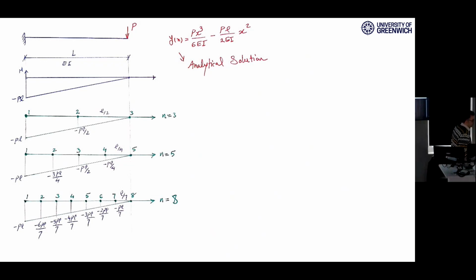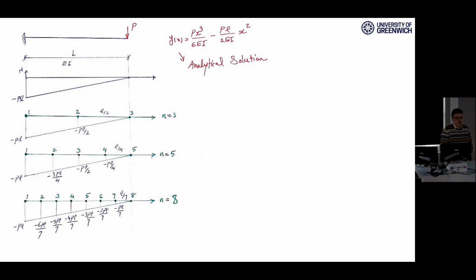This is only one fixed support here. So this is the exact solution, the right solution. Whatever you come up with in the numerical solution should be compared with this one, right? If you put x equal to L, you will come up with minus PL cubed over 3EI, which I used for the previous exam tutorial.